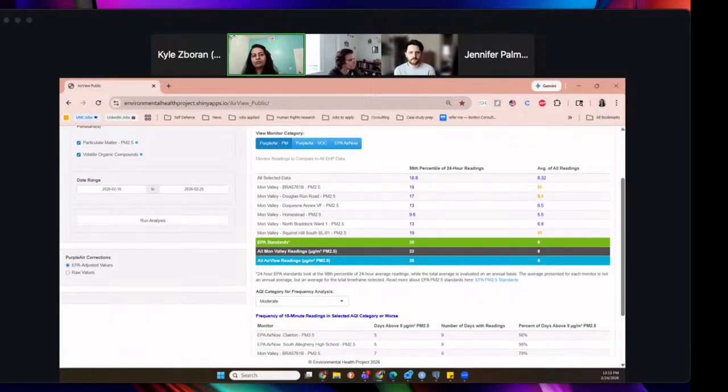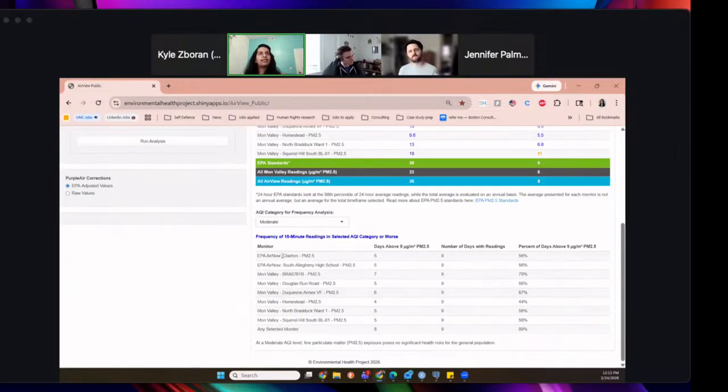Now, the second column shows the average of all readings for each monitor during the selected time frame. This is simply the average concentration across all measurements within the chosen date range. This metric relates conceptually to the EPA's annual standard for certain pollutants, although again, EPA evaluates annual standards using long-term multi-year data sets.